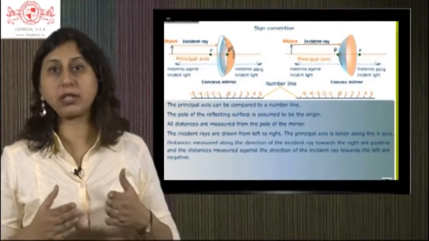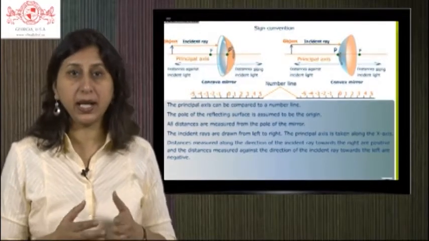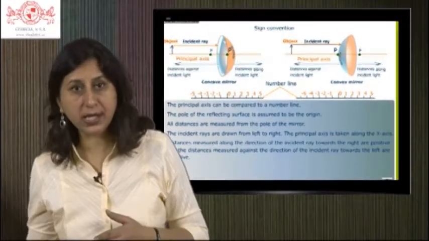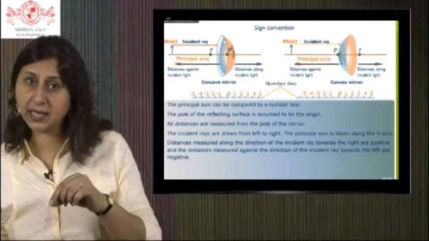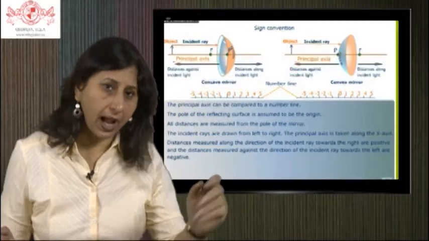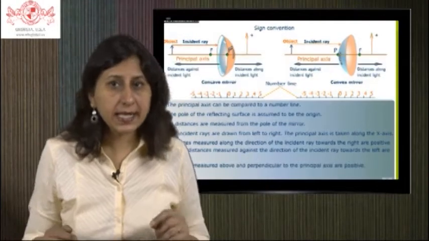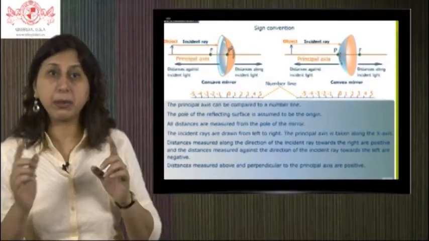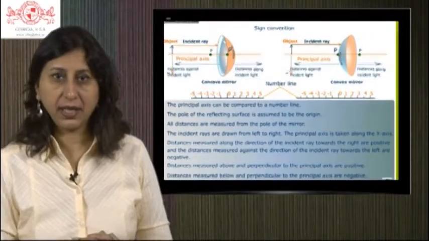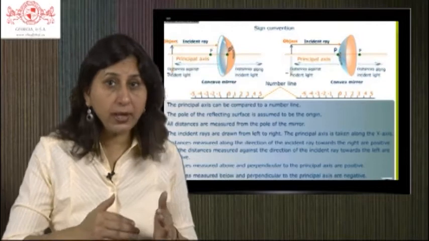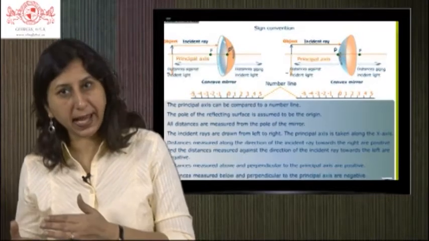Distances measured along the direction of the incident ray towards the right are positive, and the distances measured against the direction of the incident ray towards the left are negative. Distances measured above and perpendicular to the principal axis are positive. Distances measured below and perpendicular to the principal axis are negative.